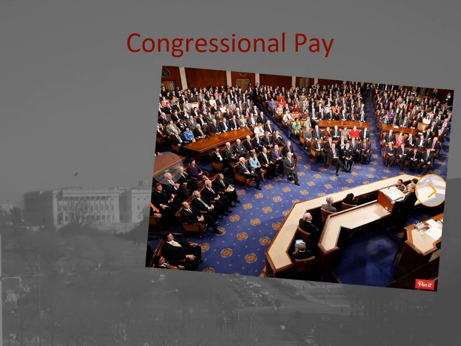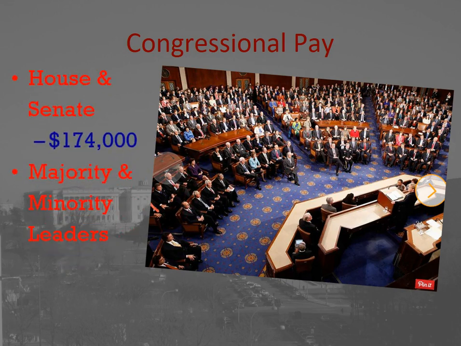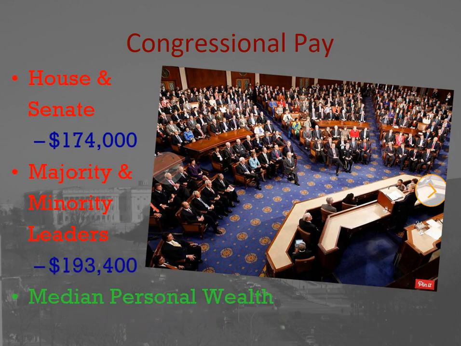But for now, let's take a look at what a member of Congress gets paid. So your typical member of the House and the Senate is making about $174,000 a year. The majority and minority leaders of the House make a little bit more than that at about $193,000. Pretty good money compared to you and I. This is about 3 times of what I make.